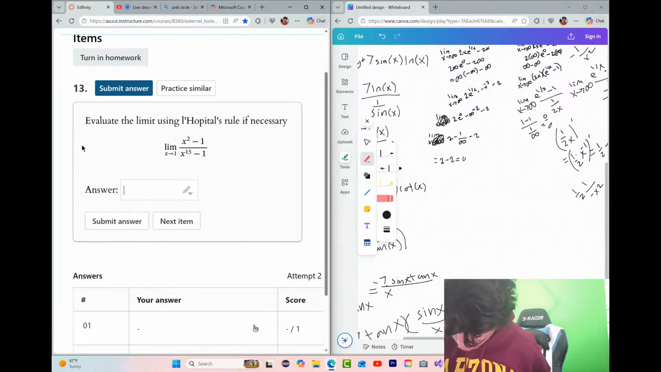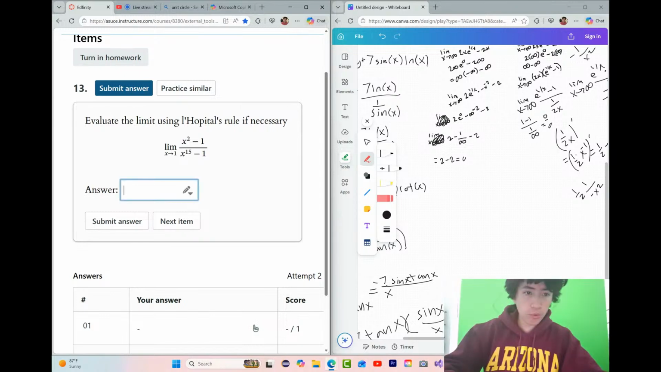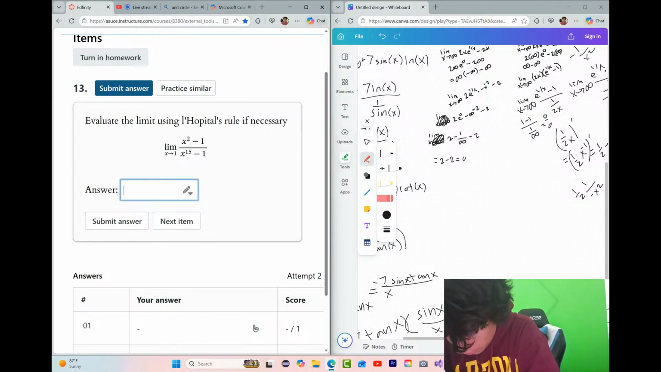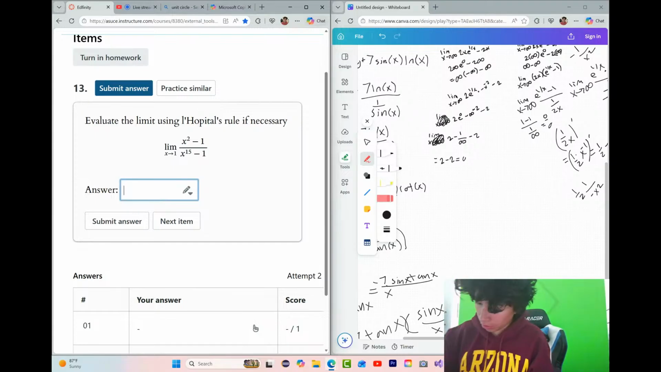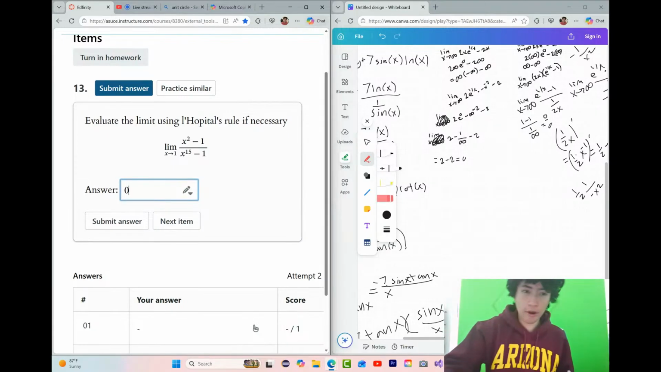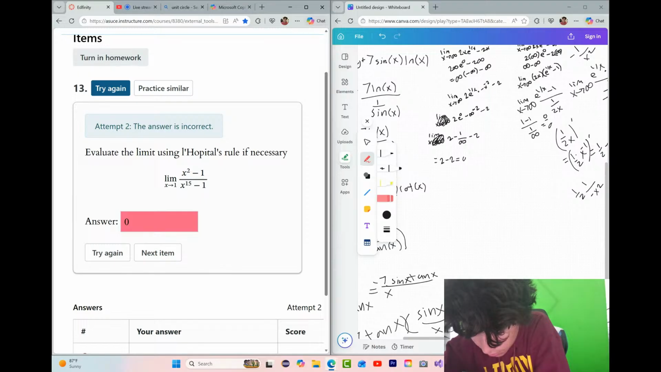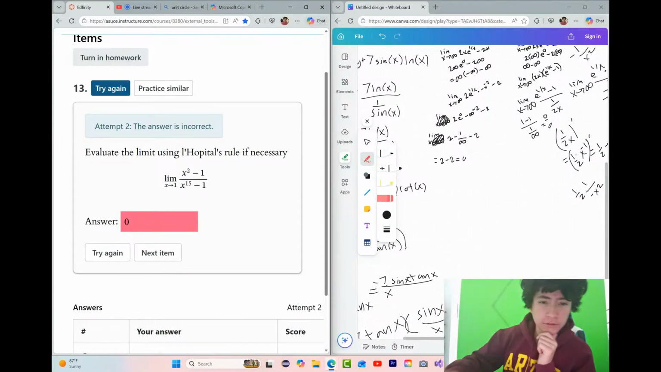This equals 2 over infinity. Or in other words, we get 0. The heck? We get 0. Yeah, dude, I swear, that's 0. What are you talking about? Why is that wrong? 2 over infinity. What are you talking about, bro?